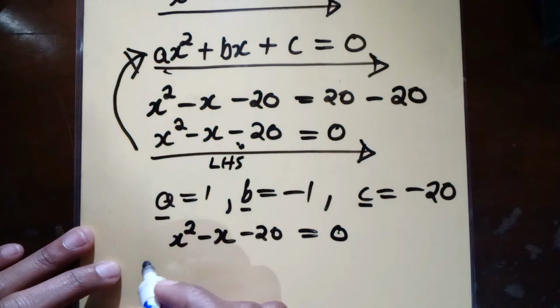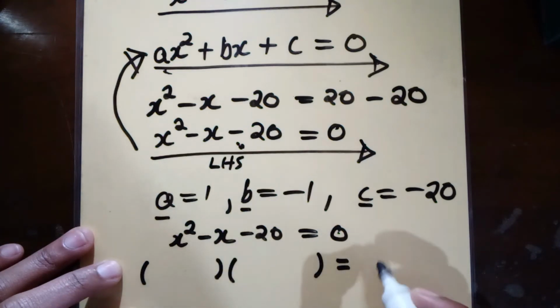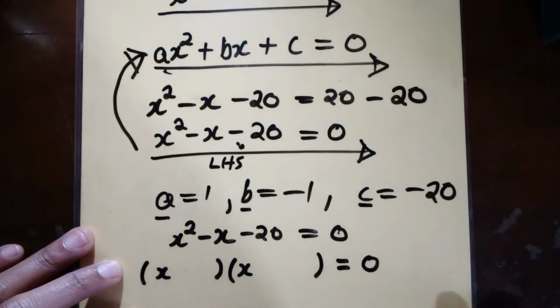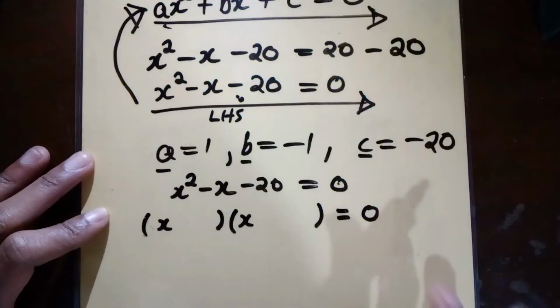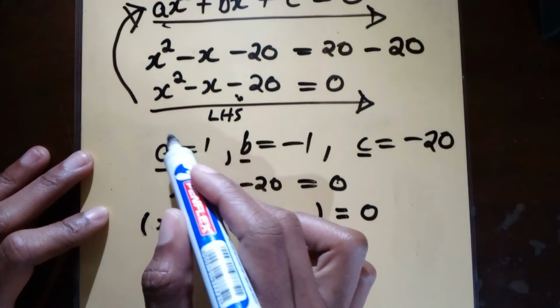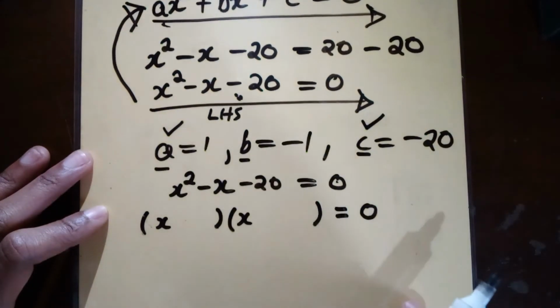To do that, we simply open two brackets. The whole thing is equal to 0. And then in each bracket, we put x and x, and then we're going to leave spaces for the remaining terms. Okay, the next step in this process of factorizing the left-hand side would be to find the factors for a and the factors for c. You'll see how we do that just now.